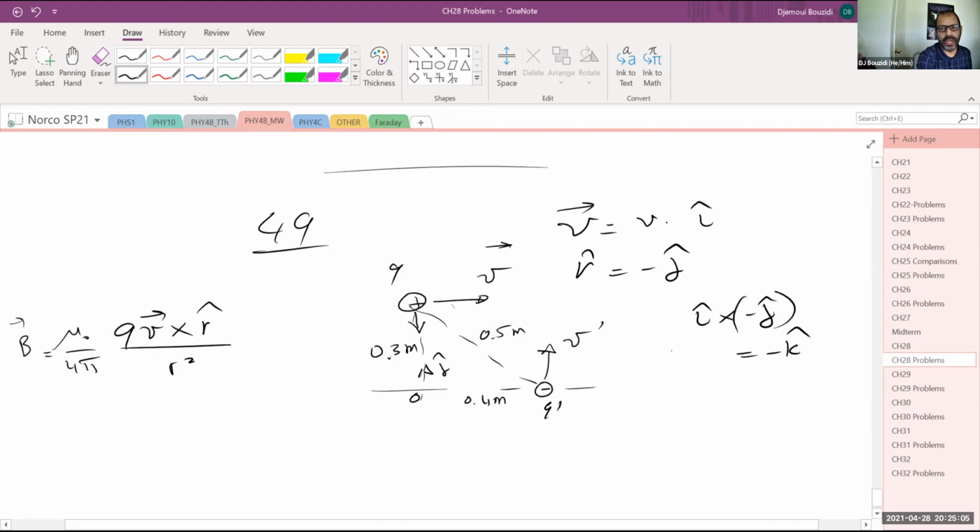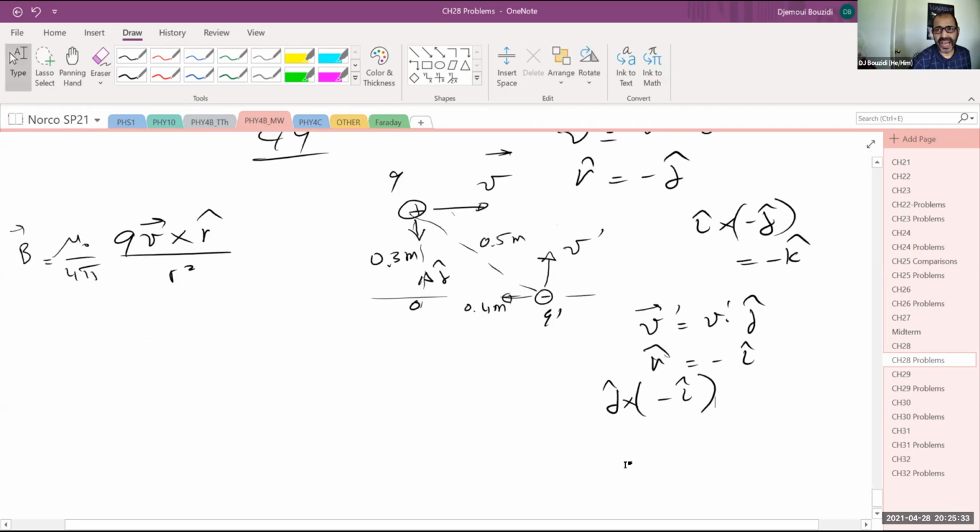For this one, Q is positive, so nothing changes. But the other one, you have to be very careful. V prime actually is V prime in the j hat direction. And now the r hat is actually in the negative i hat direction. Okay, so you're going to form j hat crossed with negative i hat. This j hat crossed with i hat is actually negative k hat.